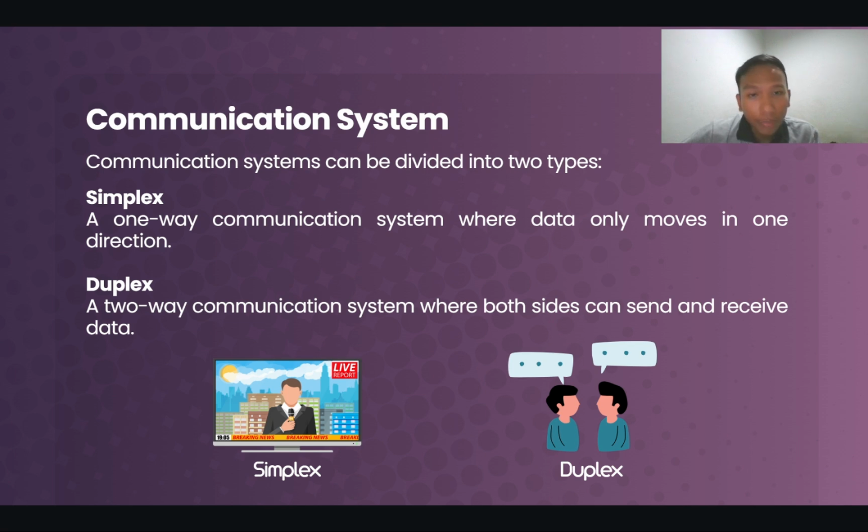We have an example: simplex is where a newsreader reads the news for the people on TV, and duplex is the common conversation of two people. In a conversation of two people, one man sends information to the second man, and the second man gives information back to the first man. That is the two-way communication that happens in duplex.